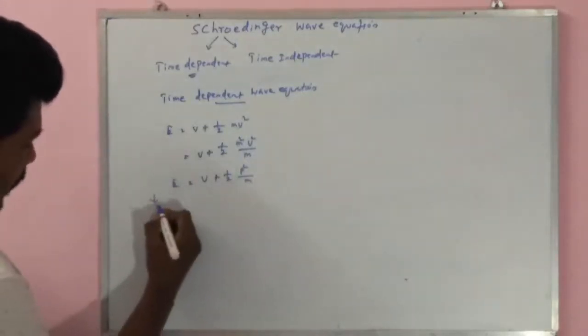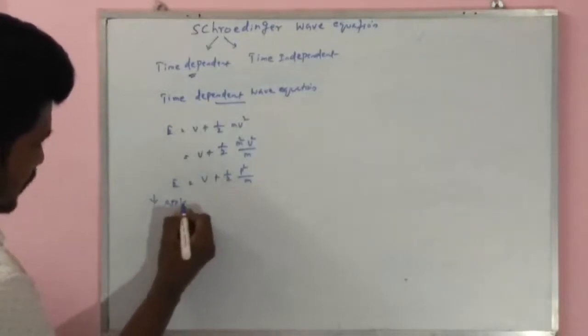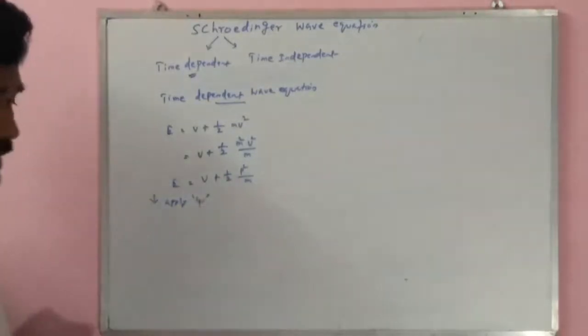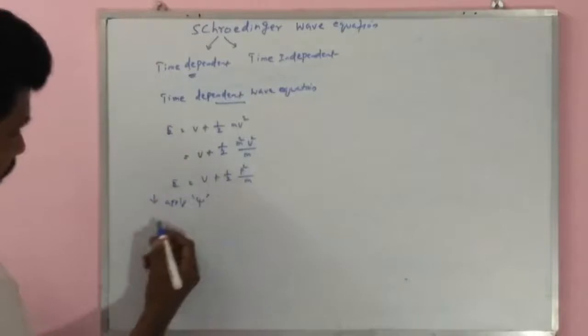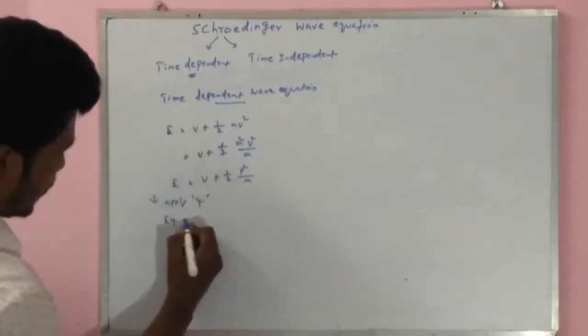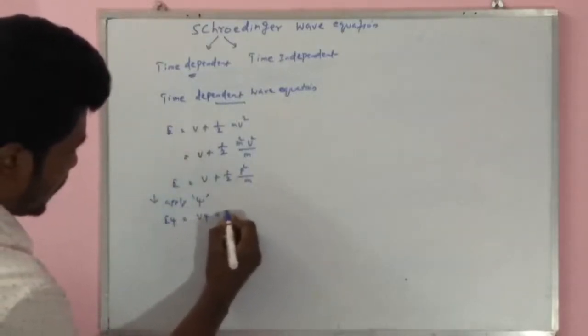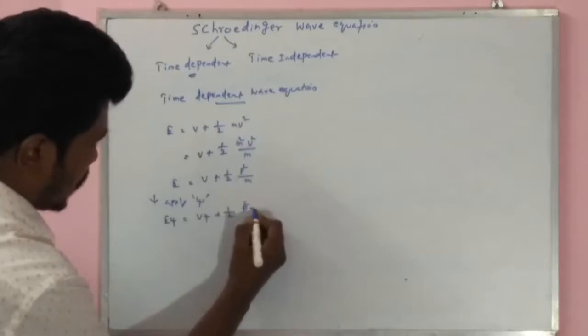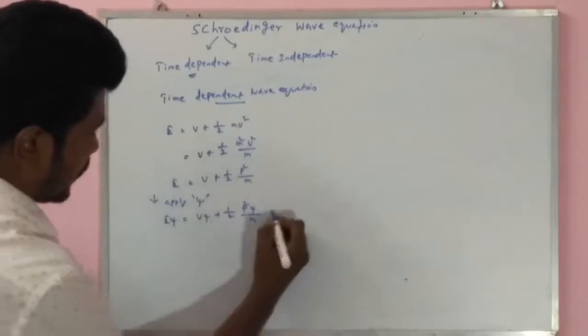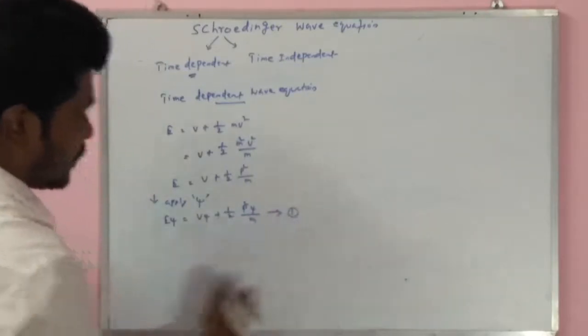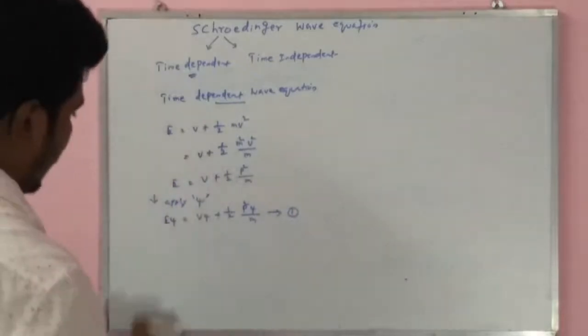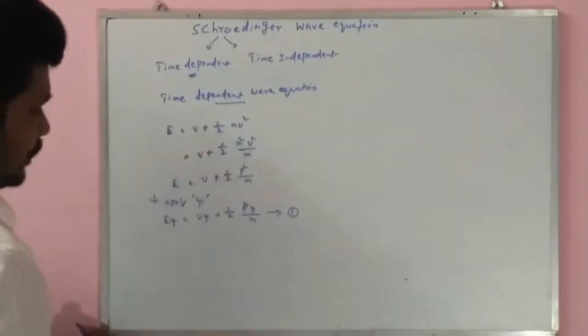Now apply the wave function. The wave function, simply, is psi. Multiplying both sides, E psi is equal to V psi plus 1 by 2 p square psi divided by m. Okay, now this is equation number 1. So now we go to the classical theory.